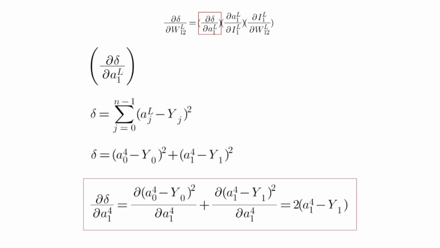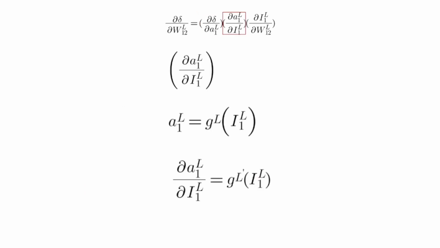Now to get the derivative of the loss with respect to the activation output of node 1, we will use the sum rule of calculus on our loss function and get the sum of two derivatives. The first derivative will go to 0 because that function does not have a sub 1 in it, and we are left with the result from the second derivative.